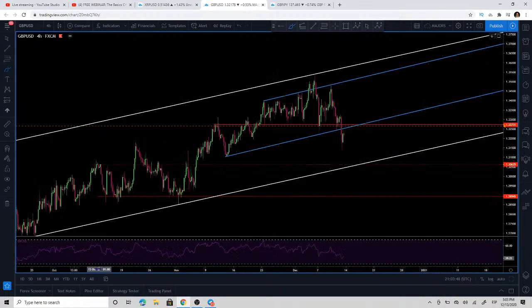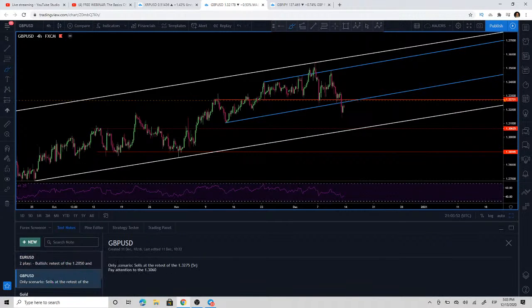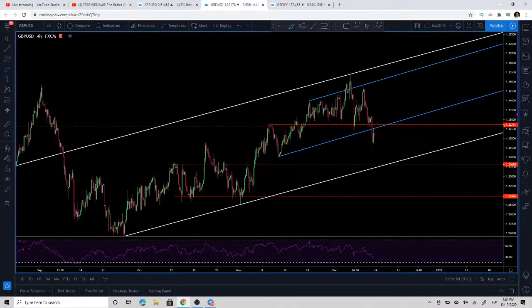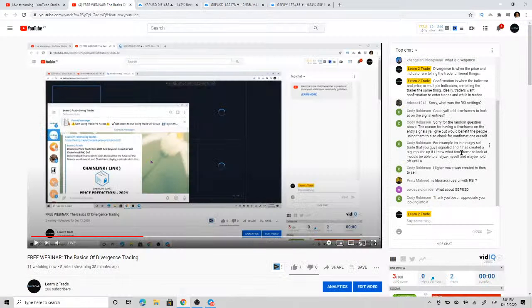And as you can see, I do have notes even here. Let's see my notes. Only scenario sells at the retest of the 132.75 for a 5R. Pay attention to the 130.60, which is this one right here. Yeah, everything points to a bearish continuation. Even more so if we get some US dollar strength this week, right?